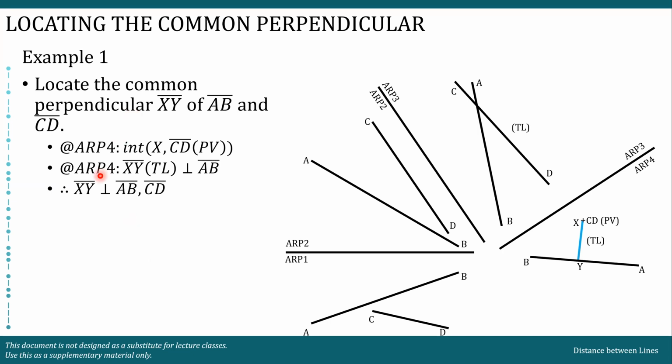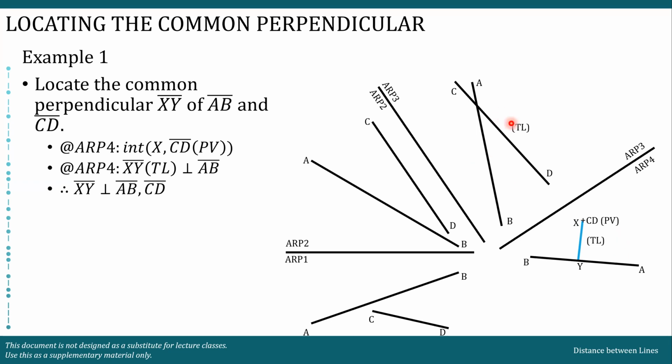So, ang ginawa natin dito, at ARP4, I intersected X and CD. So, yung X nandito. And at ARP4, I drew XY as TL to be perpendicular to AB. So, from X, nag-drawing ako ng perpendicular with respect to AB, then I can locate point Y. So, XY is perpendicular to AB. Also, XY is perpendicular to CD. Don't forget that you need to write TL. Kasi kapag hindi ito TL, they are automatically not perpendicular to one another. I mean, CD will not be perpendicular to XY, AB will not be perpendicular to XY as well, if this is not TL. Okay?